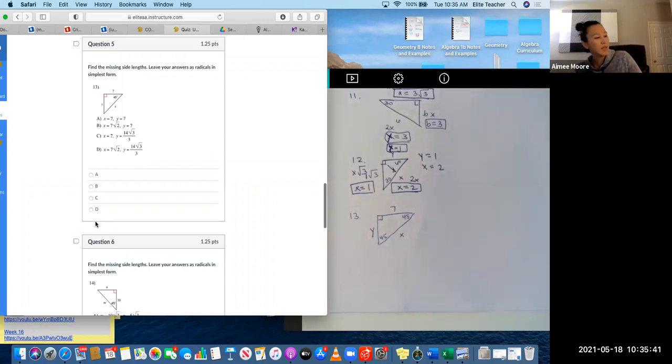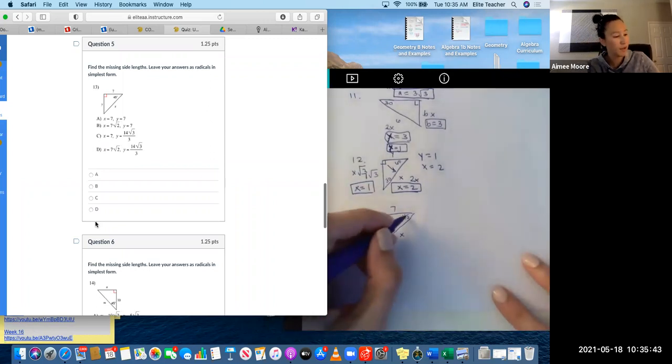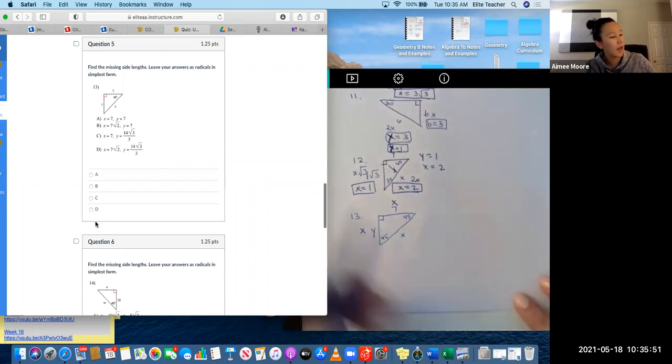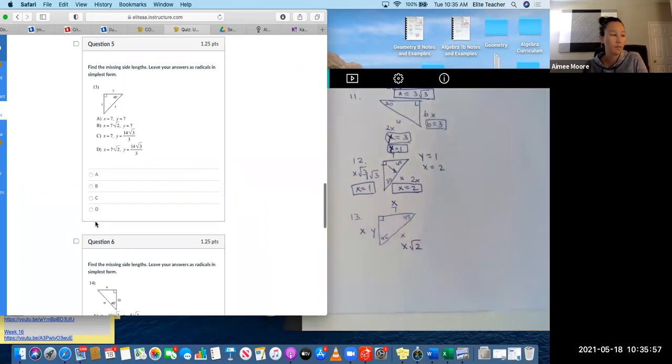Okay, so according to our notes, the two sides opposite of the 45-degree angles: this one would be x, and then we have another 45-degree angle, which means this side's x, and the side opposite of our 90-degree angle is x times the square root of 2. So that was step 1, to label the sides.